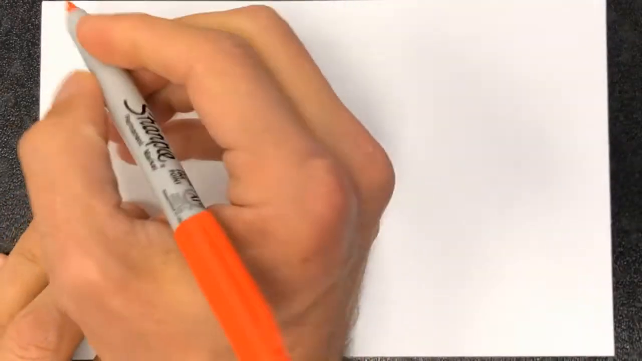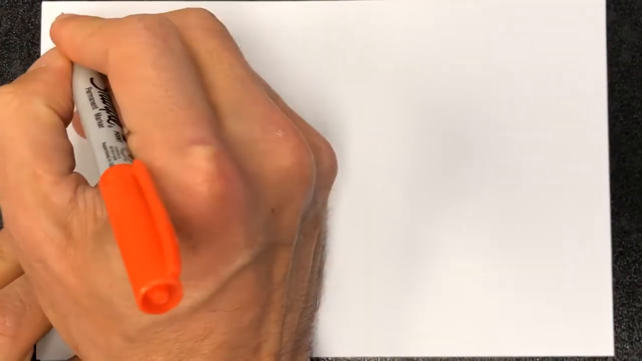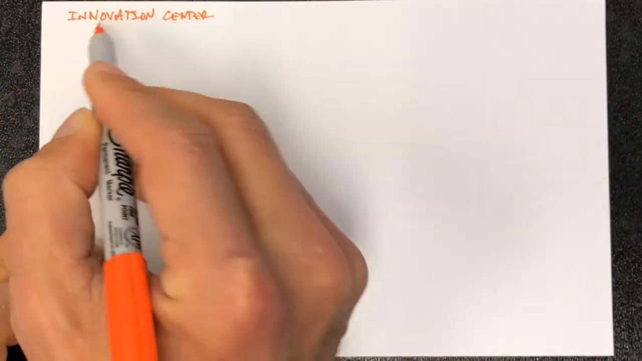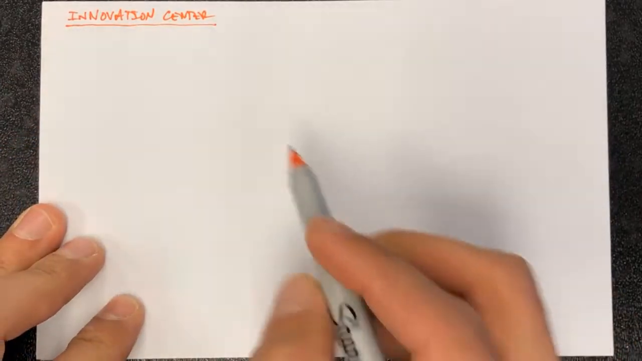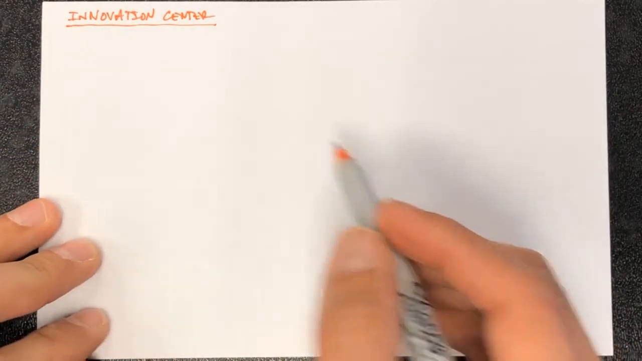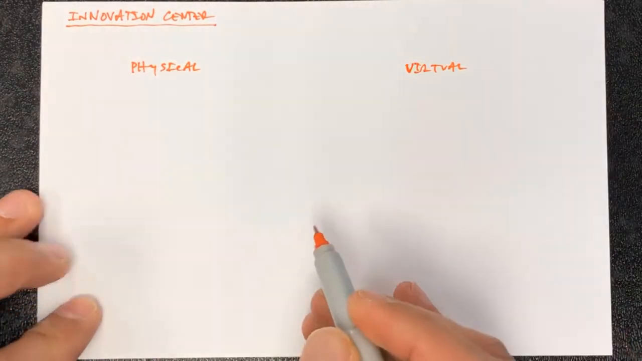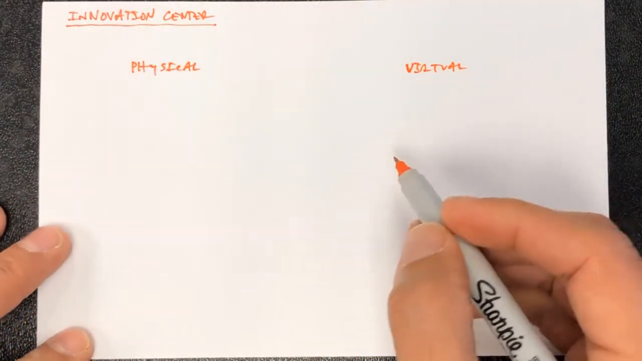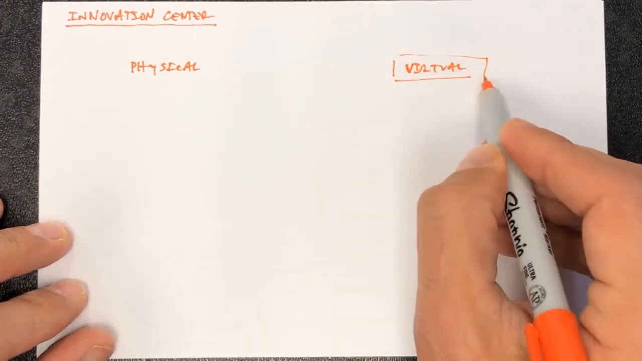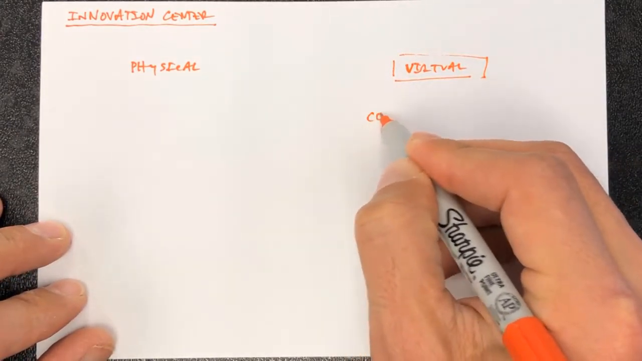So what we're talking about here is just a freestyle conversation about running an innovation center. First of all, let me say that there are two worlds here: the physical world and the virtual world. These things relate to each other a lot, but let's start with the virtual world. We want to think about who the constituencies are.